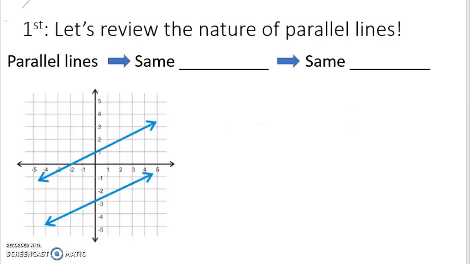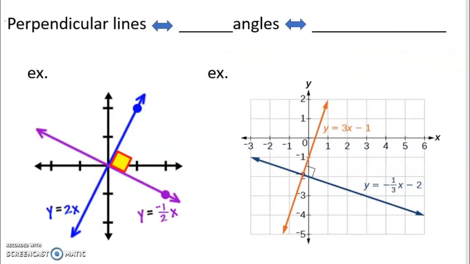So don't forget what you learned the other day with parallel lines. Parallel lines are always going the same direction, which means they'll always have the same slope. So parallel lines, same slope. I mean, that is like the main ticket there. I wish I had more time to talk about that. I've reviewed a little bit more, but we've got to press on.